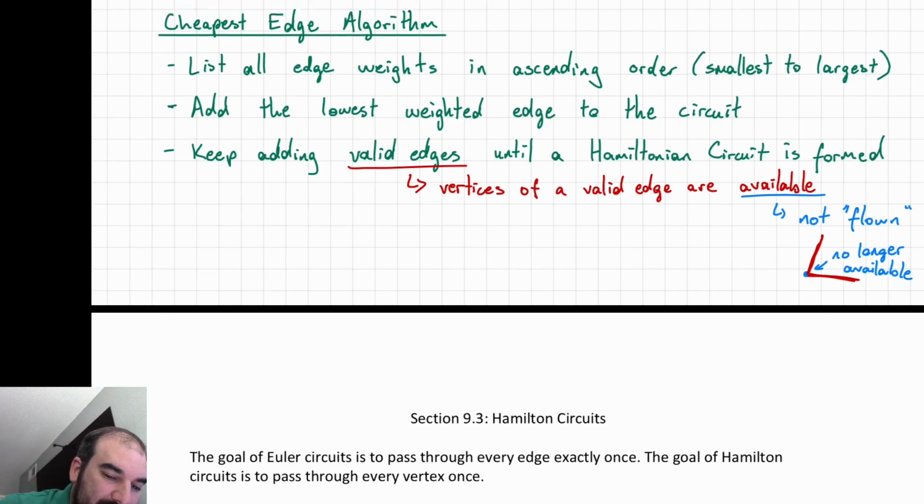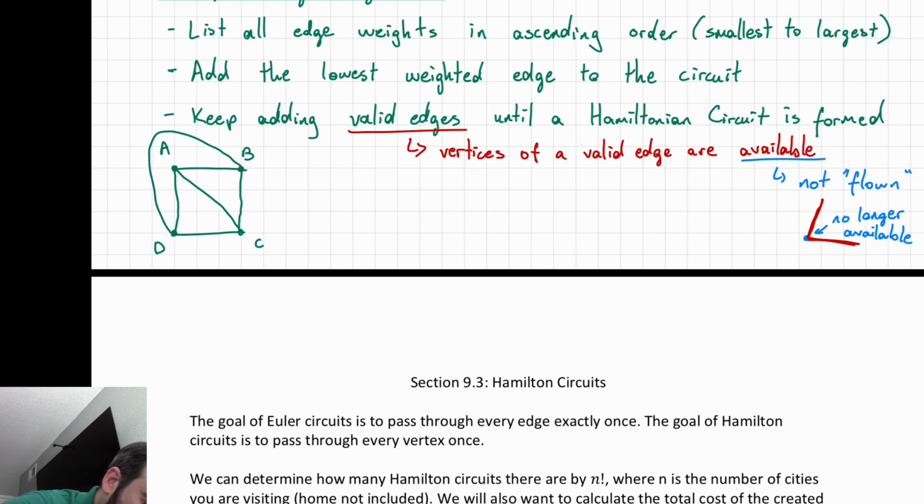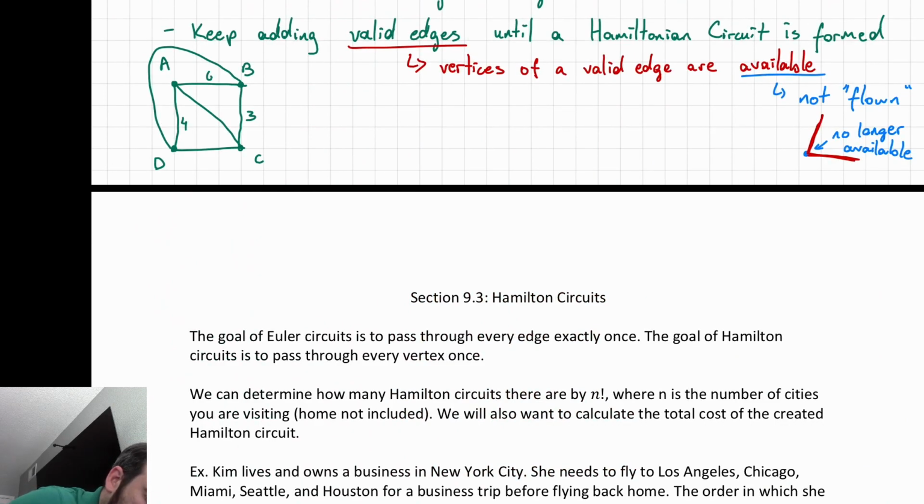So let me go back to this example here. Let me draw it again down here so we can look at it. We had a graph. We'll draw a smaller version of it, A, B, C, D, and we had all possible edges on this graph. And the weights were the 3 was here, the 4 was here, the 6, the 7, the 9, and the 10 was on the outside here. So we make a list. Let me start by making the list again. 3, 4, 6, 7, 9, and 10 as our list.